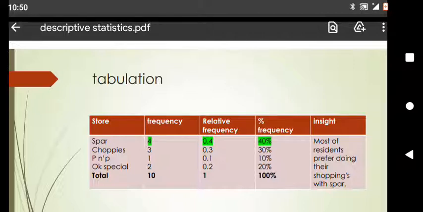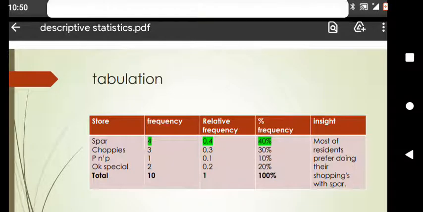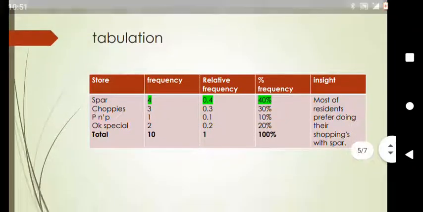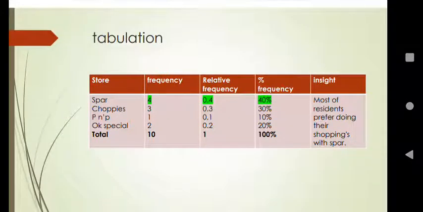Then we have percent frequency distribution, which is the category's relative frequency multiplied by 100. As you can see, 0.4 times 100 is 40. Looking at the data, we do the same for all, and then if we look at it, we can see that most of the residents prefer doing their shopping with Spar.